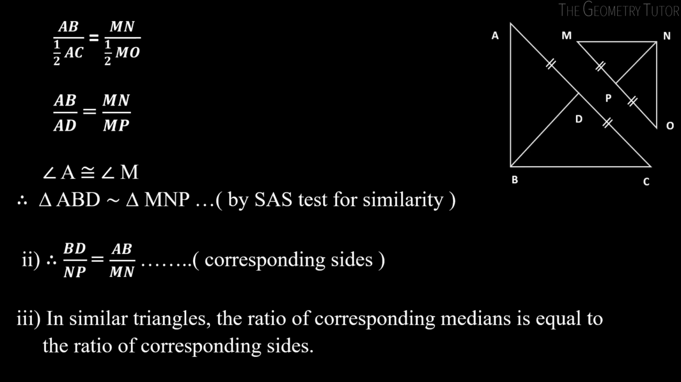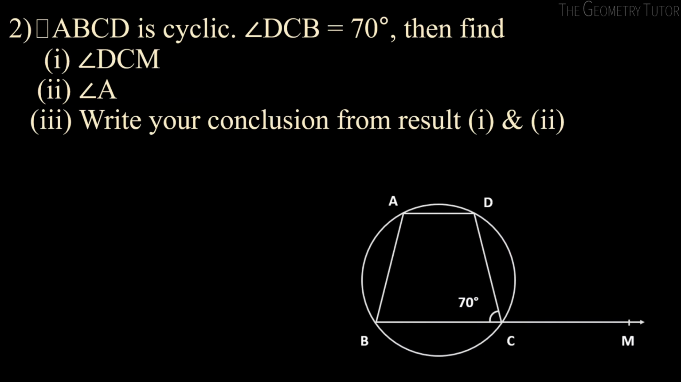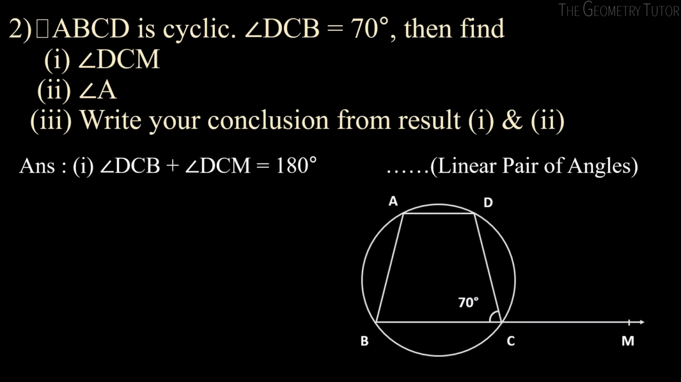Now, let us go for example 2. Quadrilateral ABCD is cyclic. Angle DCB is equal to 70. Then find out number 1, angle DCM. Number 2, angle A. Number 3, write your conclusion from result 1 and 2. Let us go for its solution.